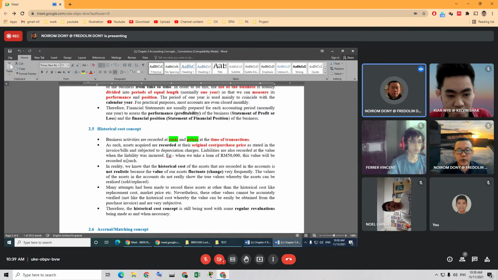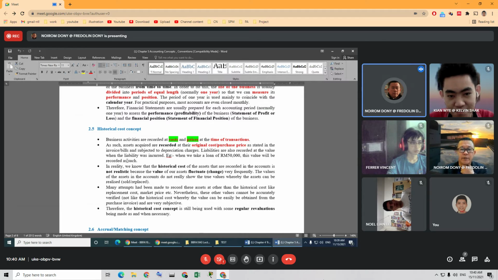Let's say now we are in year 5. We bought the asset in year 1. In year 1, we bought it for 30,000, like the example I gave you. The motor vehicle was bought at 30,000, and now we are in year 5. When we do the recording in year 5, we still record 30,000. Why? Because we are using the historical cost concept. That is, we record according to the cost at the time of the transaction. The time of the transaction is year 1.